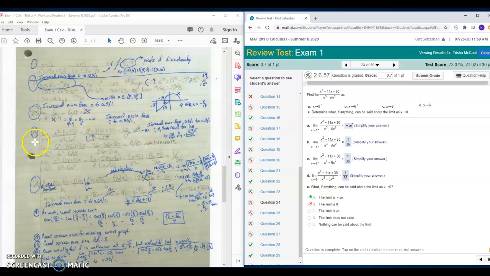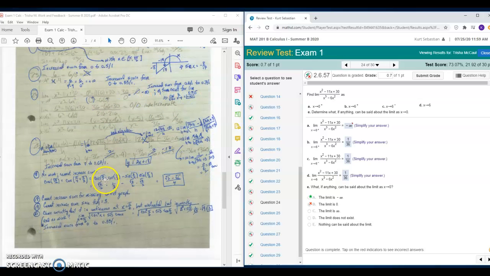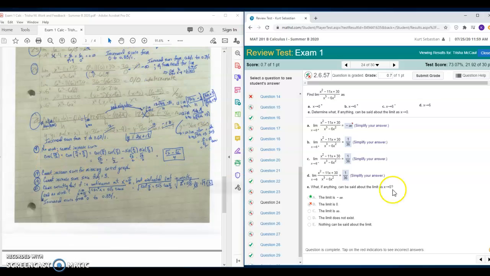You would go through the same procedure for part E, which asks you, what can you say about the limit as x approaches 0? Well, to do that, you need the limit as x approaches 0 from the left first. You're going to get the same answer. So then the two-sided limit is also negative infinity. But I did increase your score from 0.6 to 0.7 based on this one right here. Okay. All right. Then on 25, let's see.